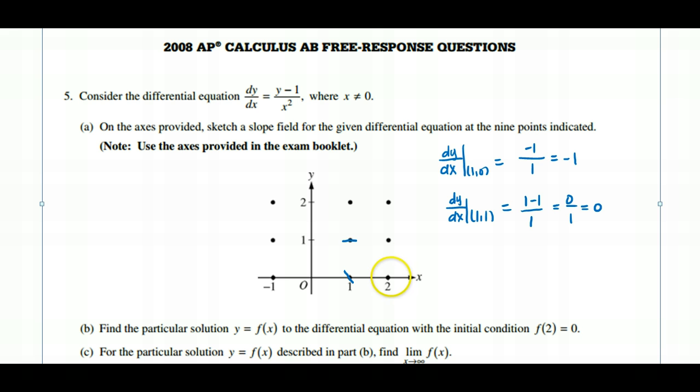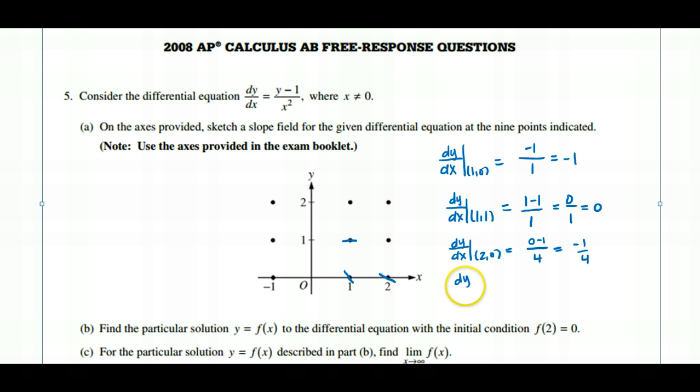So now at (2, 0), if I plug in 2, 0, I will have dy/dx at (2, 0). So 2 is my x value, so on the bottom I have x squared, so I'm going to have a 4 on the bottom, and 0 minus 1, so a negative 1 on the top. So I have a slope of negative 1/4 at the coordinate point (2, 0). So I have to draw that as a flattened slope here at (2, 0).